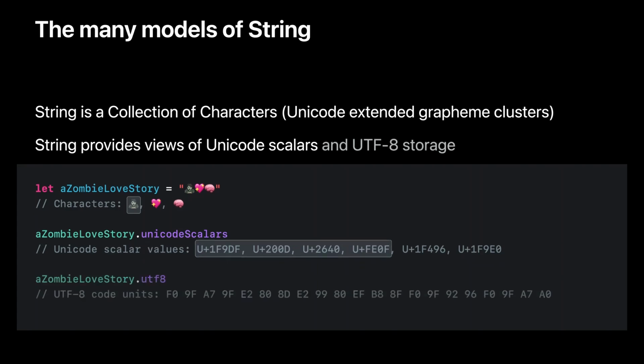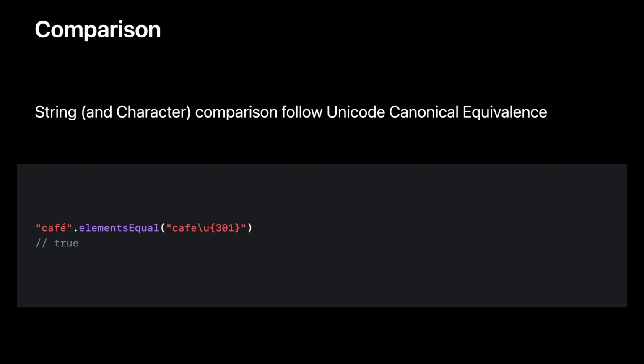When strings are stored in memory, they are encoded as UTF-8 bytes. We can view these bytes using the UTF-8 view. UTF-8 is a variable width encoding, meaning multiple bytes may be needed for a single scalar. And as we saw, multiple scalars may be needed for a single character. Our story's protagonist, represented by 4 Unicode scalars, is encoded using 13 UTF-8 bytes.